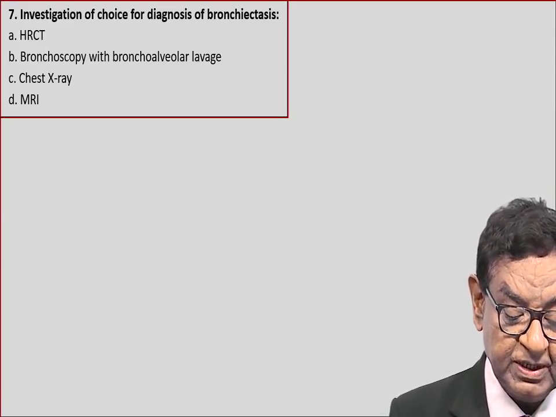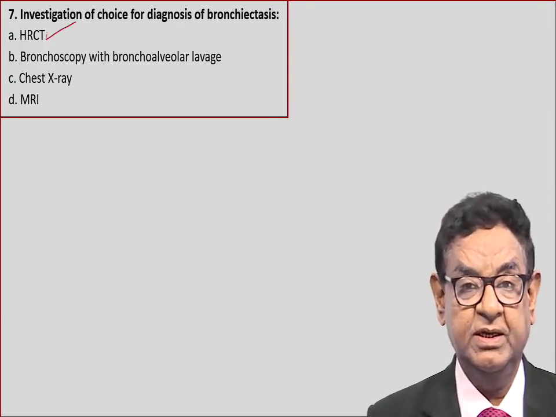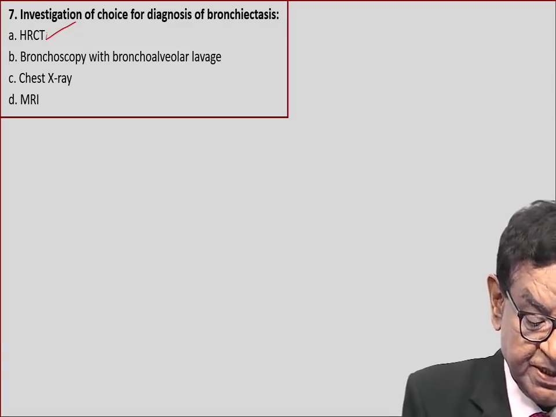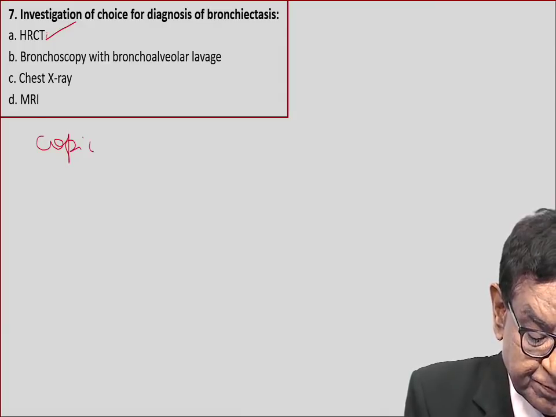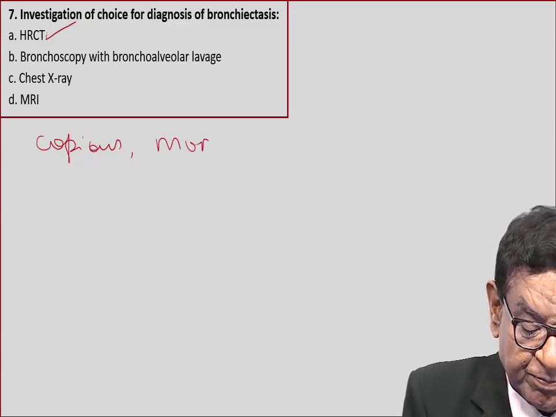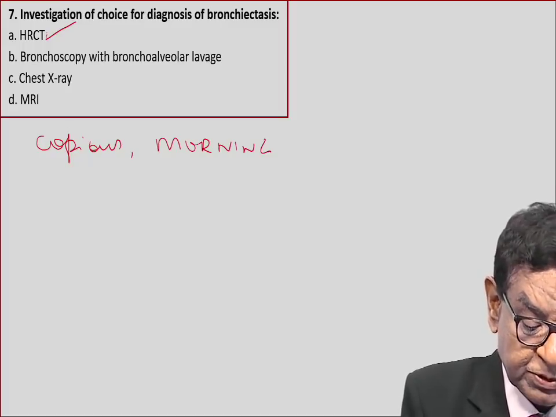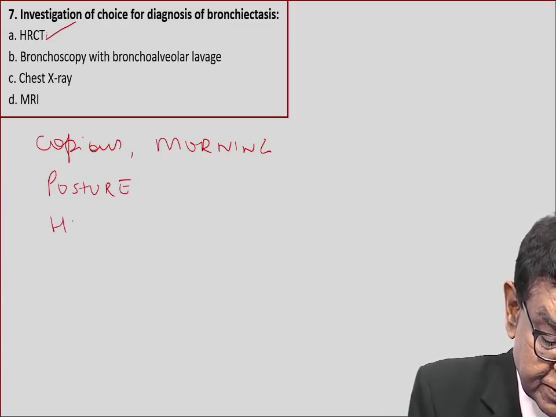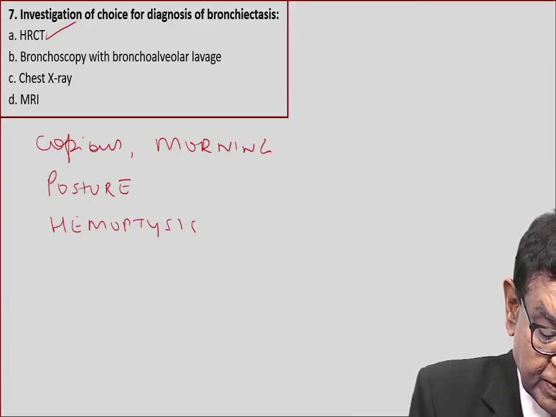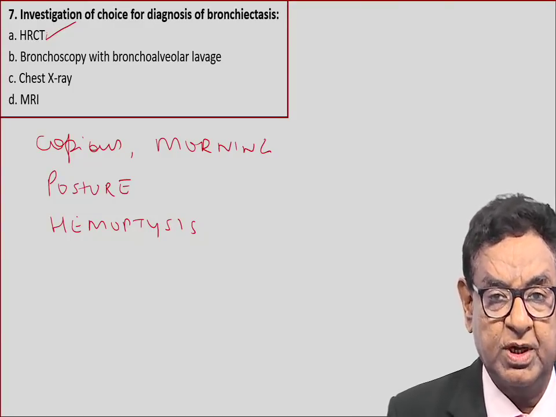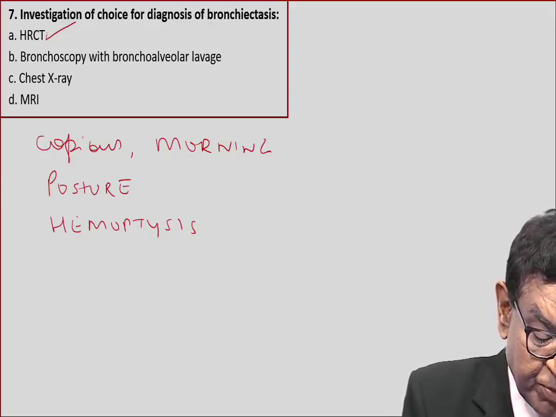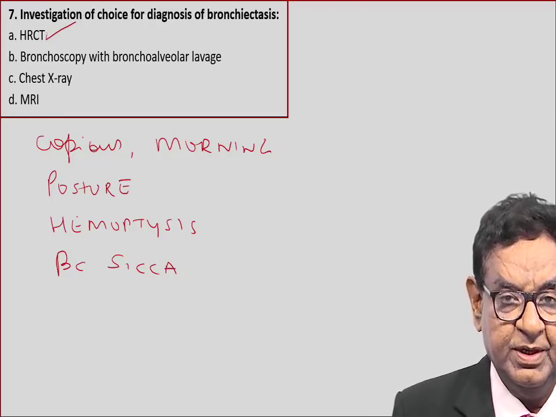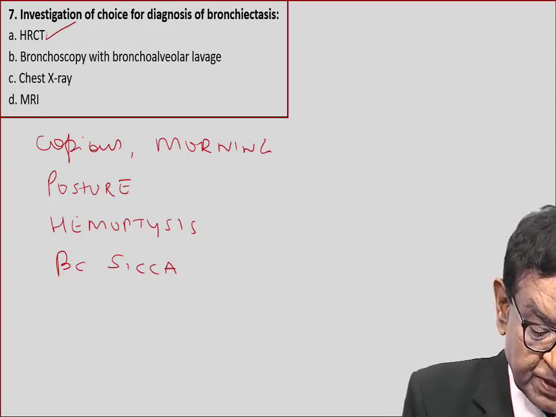Now question number 7, investigation of choice for diagnosis of bronchiectasis. Answer is HRCT. Now first of all something about bronchiectasis. Typically in bronchiectasis patient has copious amount of sputum, maximum in the morning, in a particular posture. Patient may have hemoptysis. Sometimes patient only has hemoptysis, no sputum, then we call it bronchiectasis sicca. Okay, it may be a part of Kartagener syndrome.